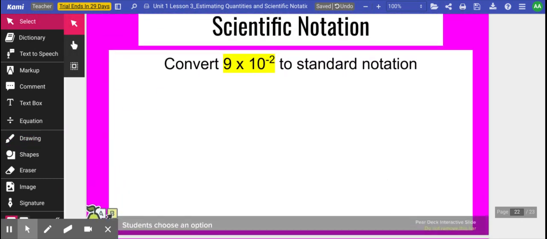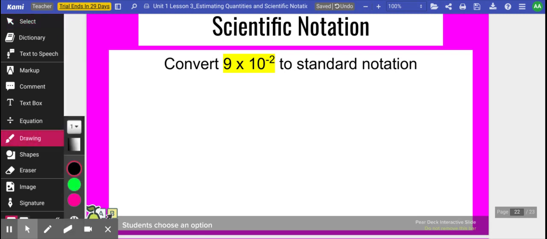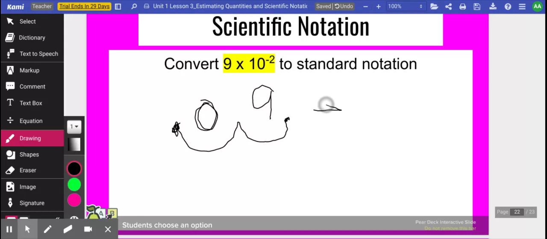Let's look at one more. I have 9 times 10 to the negative second power. I'm working with a negative exponent. So that means that I will be moving my decimal to the left 2 places, 1, 2, and I would need to add a 0 as my placeholder. So my new value would be this.